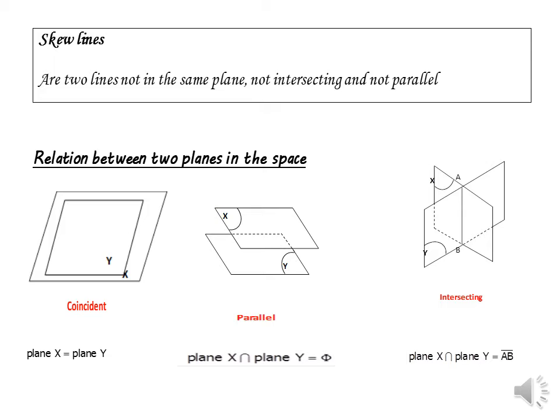Relation between two planes: maybe they are coincident, plane X equals plane Y, or parallel, plane X intersect plane Y equals phi, or they are intersecting and, of course, they will intersect at a straight line. Plane X intersect plane Y equals line AB, a line segment or straight line.